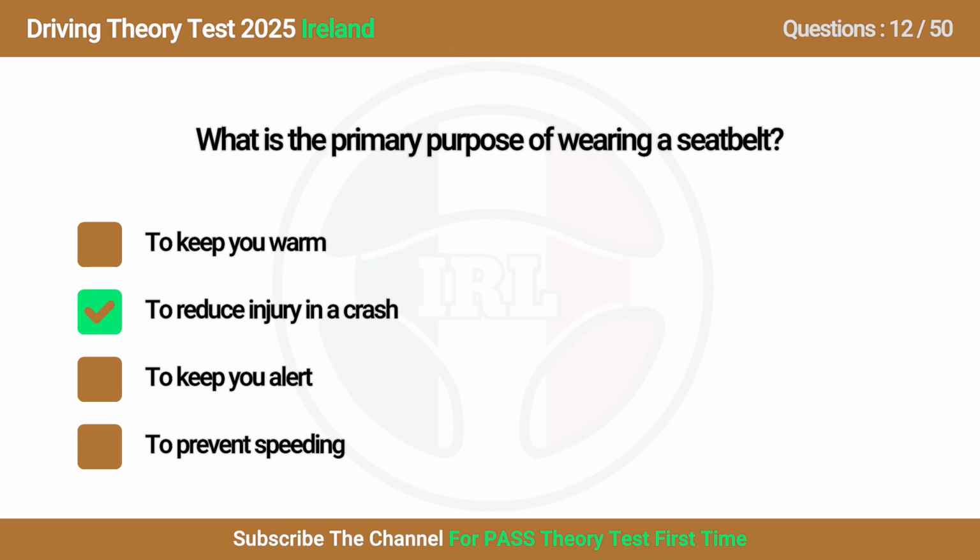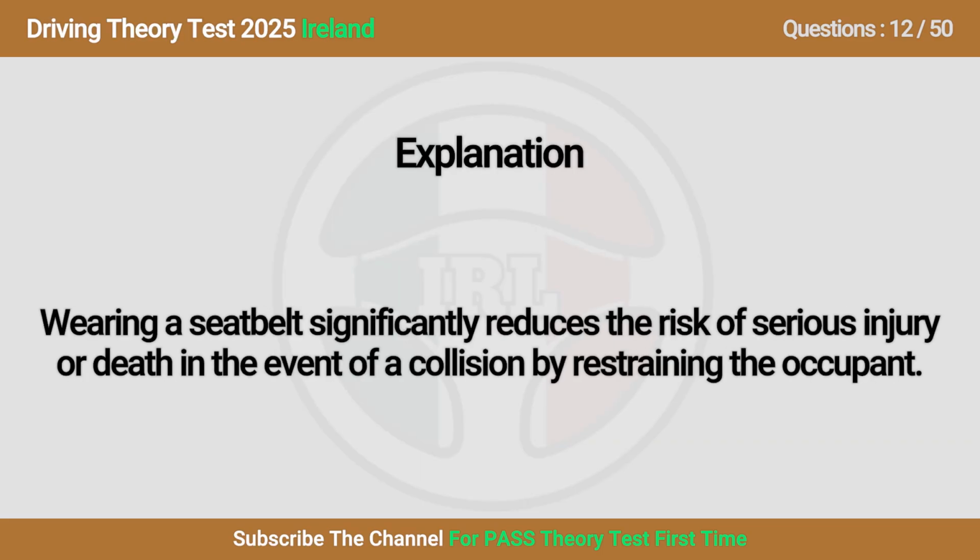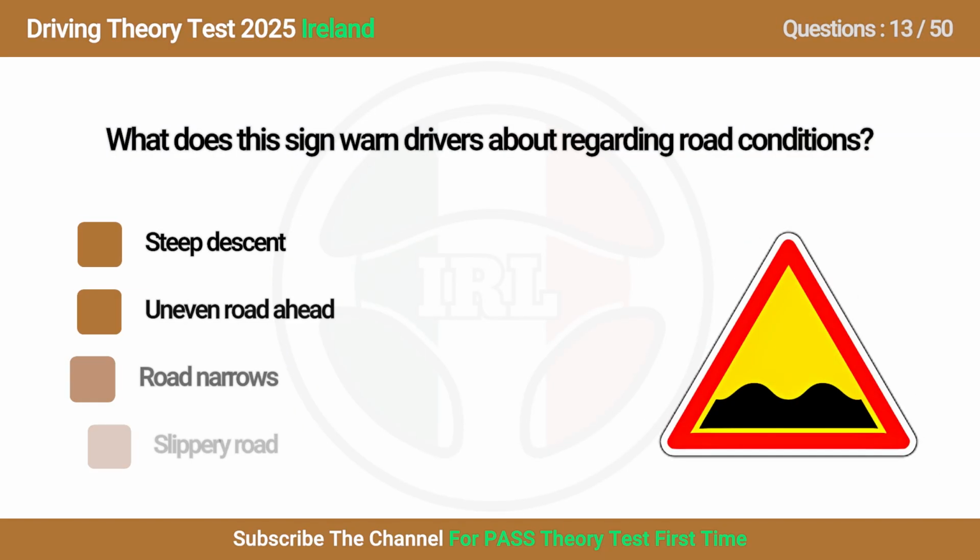Answer is B, to reduce injury in a crash. Wearing a seatbelt significantly reduces the risk of serious injury or death in the event of a collision by restraining the occupant.